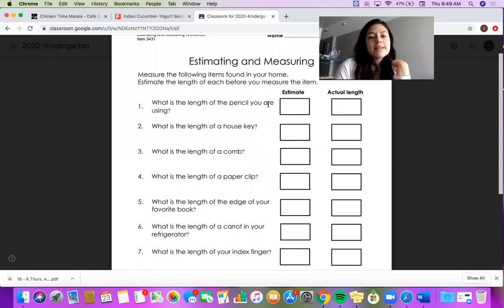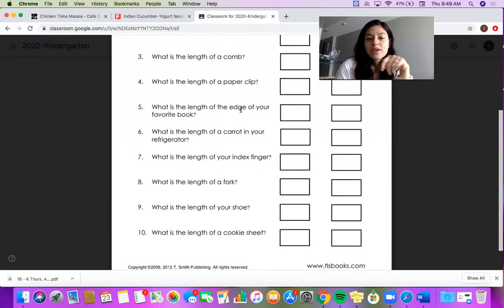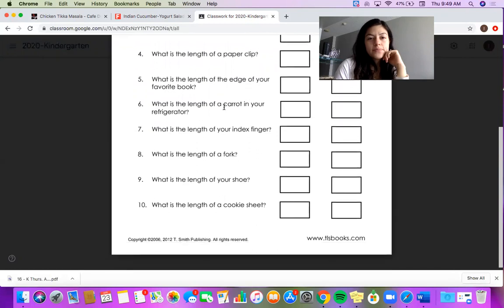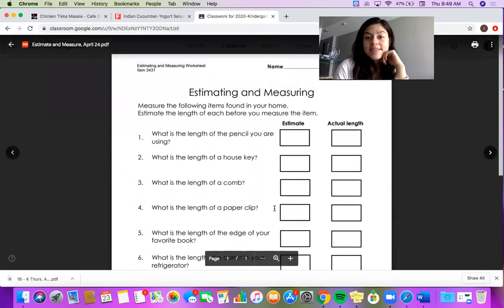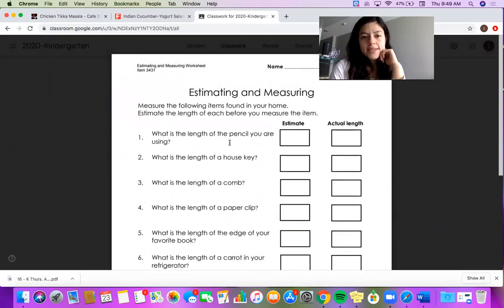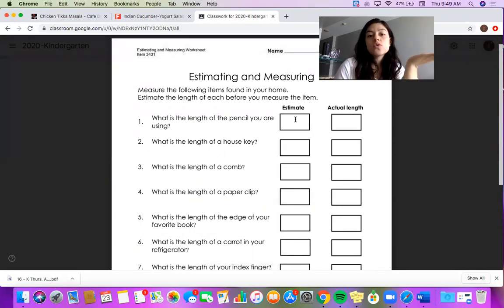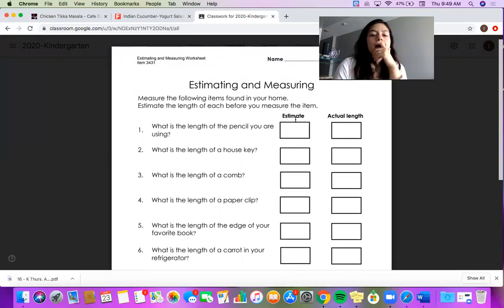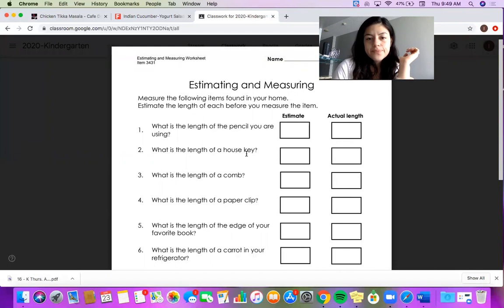Here it says what's the length of the pencil you're using, house key, comb, paper clip, the edge of your favorite book, like the spine of your favorite book, a carrot in your fridge, your index finger, a fork, your shoe, and a cookie sheet. So you want to find all these things in your house. It's a little object hunt. And then you want to estimate how long these things are in centimeters or in inches. Okay? I would say maybe do it in centimeters, since centimeters are smaller, and some of these things are really small, like a paper clip or a house key.